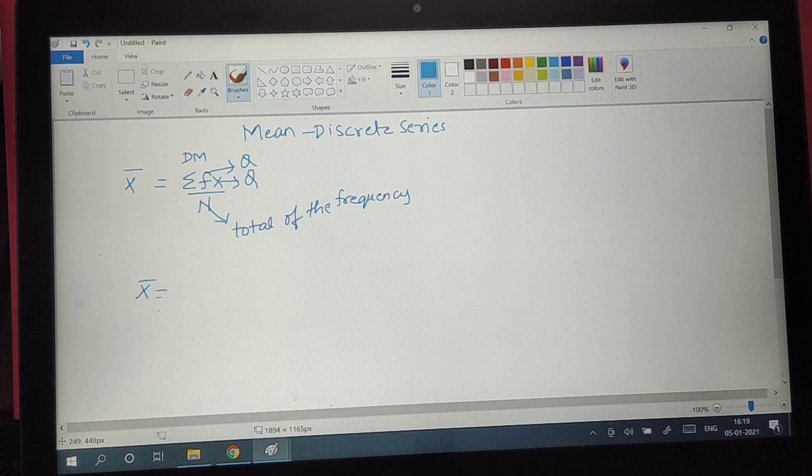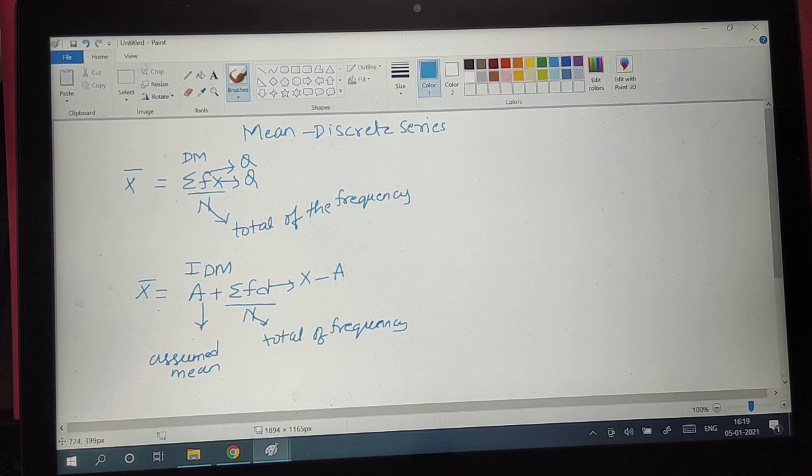The second formula, x bar equal to, under the indirect method, is a plus sigma f into d by n. Here a is the assumed mean. When it comes to n, it remains the same, which is total of frequency, and d becomes x minus a, and f is given to you inside the question. So these are the different formulas that you will be using under discrete series.